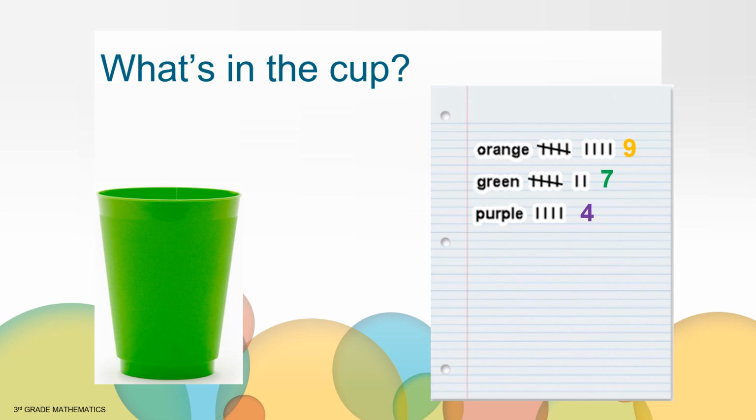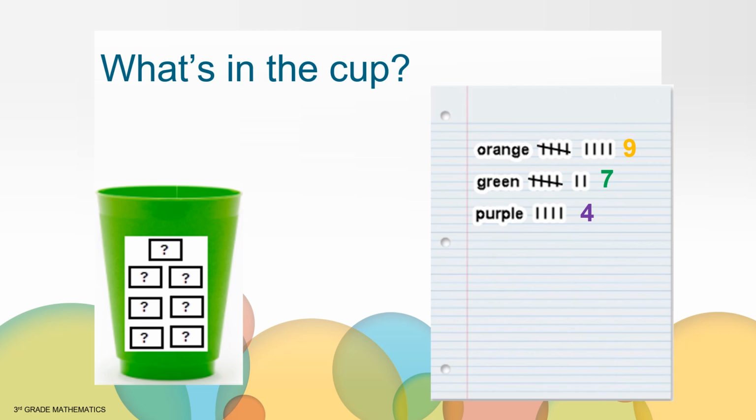So now that you've seen this data, these results, what do you think was in the cup? Take a minute to think about that. What if I told you that I had 7 goldfish in my cup? Then, what might be the color for each goldfish? Why do you think that?